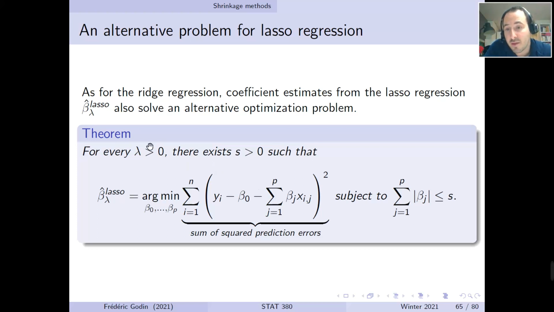For this dual problem, you can show that for any lambda in the LASSO regression, you can find a corresponding positive number s, such that the solution of the original LASSO problem is also the solution of this dual problem, which is to find a set of betas which minimize the sum of squared prediction errors in sample, once again subject to the constraint that the L1 norm of the parameter vector beta is smaller or equal to s. And here I say beta, but it should be beta star, because once again the intercept, j equal to 0, is not included in that constraint, for the same reasons that we discussed in the previous video.